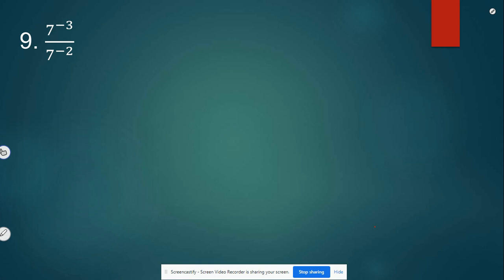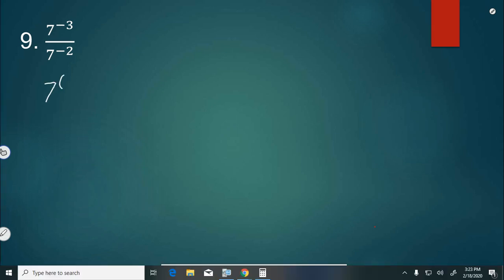Number 9. Now this is where it gets tricky because we have those double negatives. So we are going to do 7 raised to the negative 3rd minus the negative 2nd. Now remember, when you're subtracting a negative, that's like adding. So this is 7 to the negative 3rd plus 2nd. So that's 7 to the negative 1st. So we can rewrite that as 1 over 7 to the 1st, or just 1 over 7. And that makes sense because negative 2 is 1 more than negative 3.